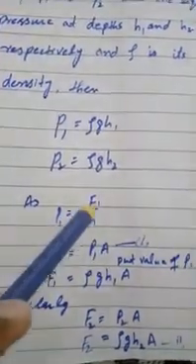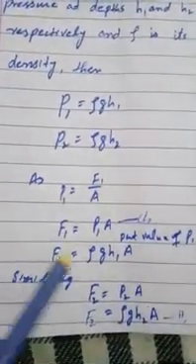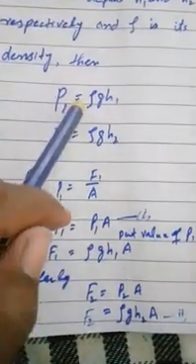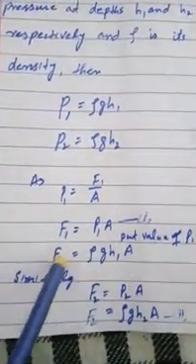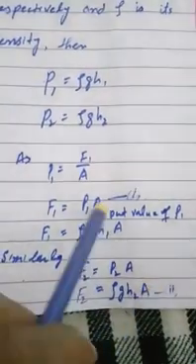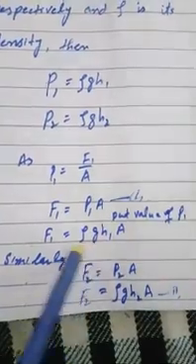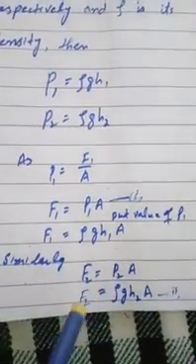As we know, pressure is equal to force per unit area. So if we multiply P1 by A, then F1 is equal to P1 A, and F2 is equal to P2 A. After putting the value of P1 from this equation, we get F1 is equal to rho g h1 A. Similarly, F2 is equal to rho g h2 A. This is the value of F1, rho g h1 A, and this is the value of F2, rho g h2 A.